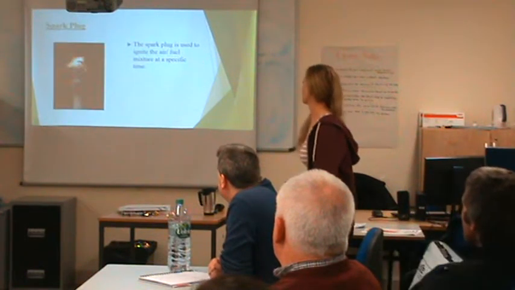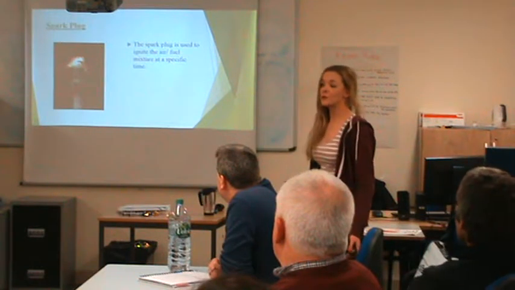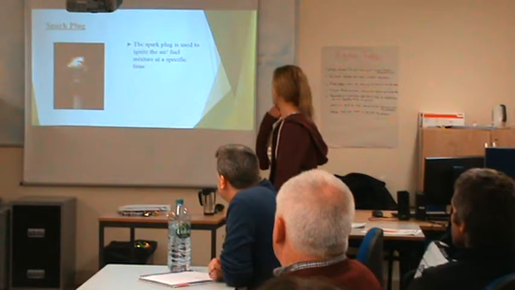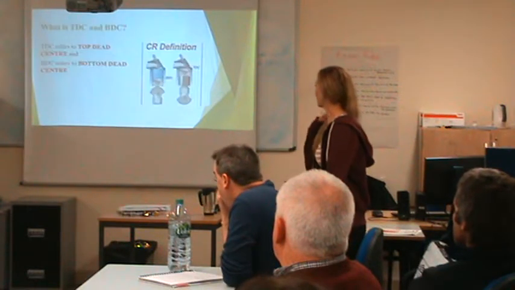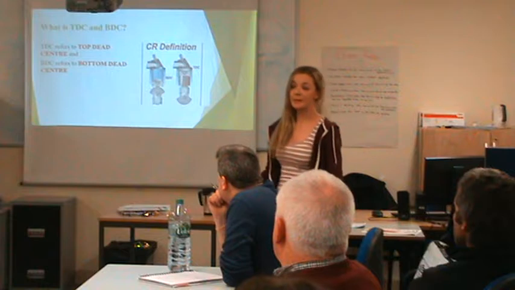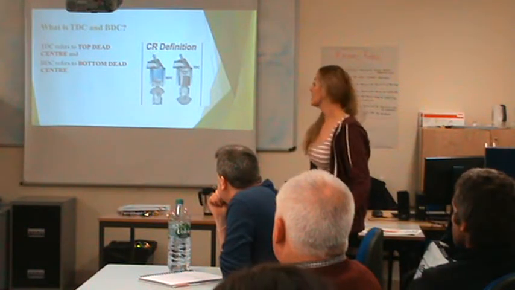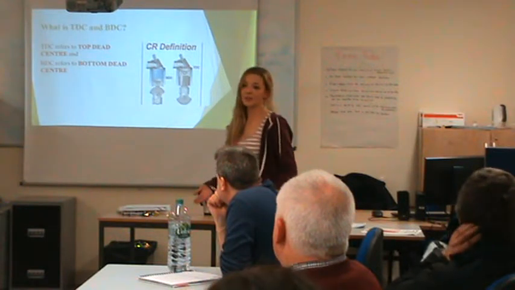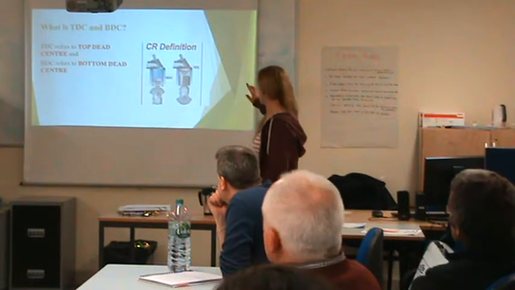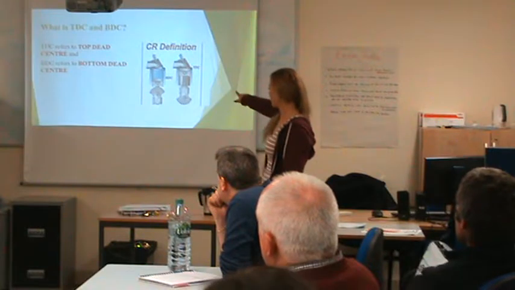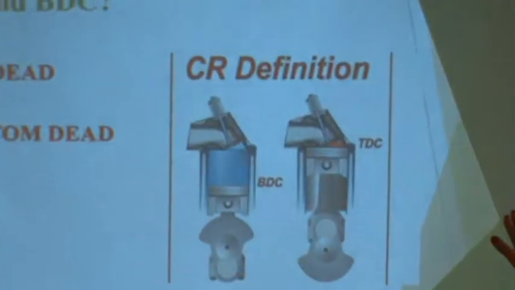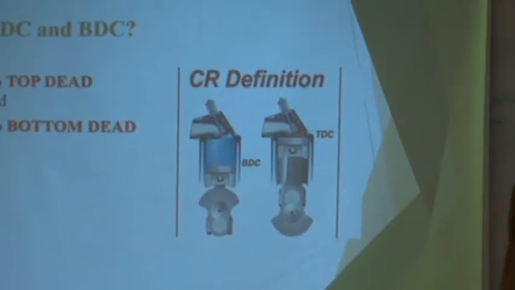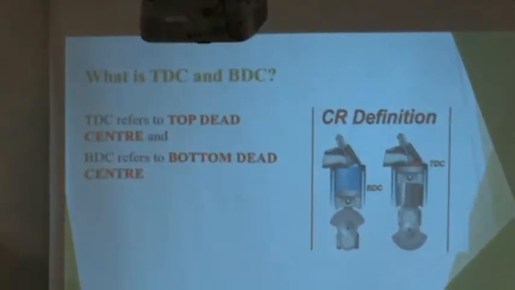So your spark plug. The spark plug is used to ignite the air-fuel mixture at specific times. You'll see later what I mean by specific time. So what is TDC and BDC? TDC refers to top dead center, and BDC refers to bottom dead center. If you look at the picture again, where it marks BDC, that's the bottom of the piston, and that is classified as bottom dead center. And TDC, your top dead center, is the top of the piston.